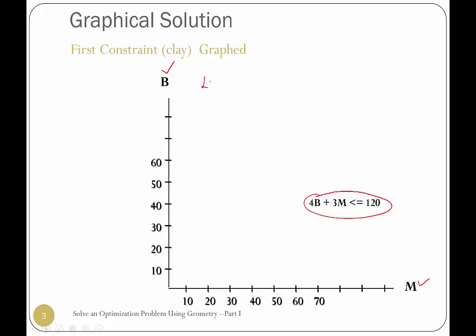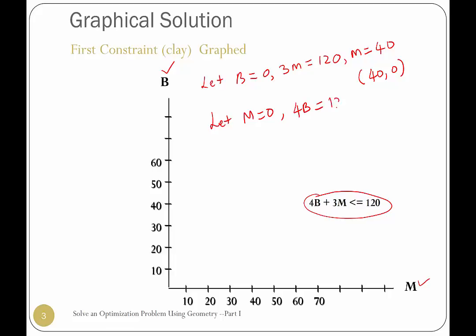First let b equal to 0, and this leads to 3m equal to 120, and if you solve that, m is equal to 40. So we have our first point 40, 0. And if you do the same with m, let m equal to 0, which leads to 4b equal to 120, which makes b equal to 30. And we have our second point 0, 30.